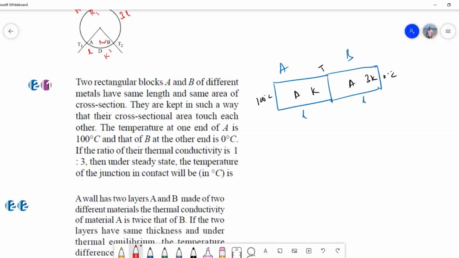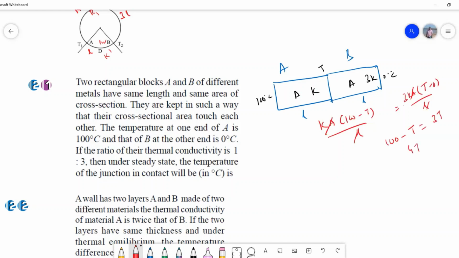Therefore K into A into 100 minus T by L is equal to, sorry, 3K into A into T minus 0 by L. So K cancels, L cancels. So simply I can write 100 minus T is equal to 3T.